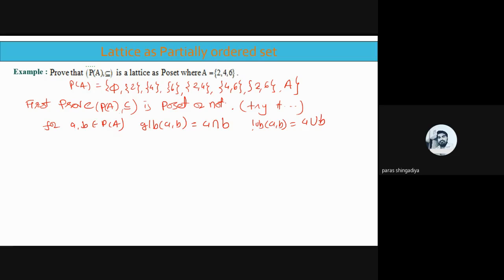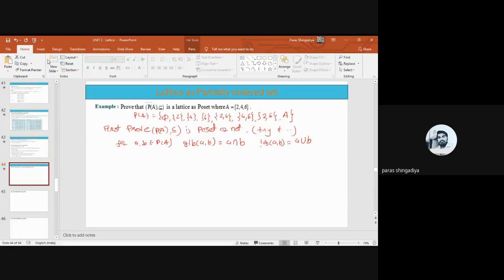ठीक है, मीन्स आपको दो सेट का इंटरसेक्शन लेना है to define the GLB of these two elements, and for LUB we'll derive the union, A union B. ठीक है, so let us check this answer. Can we define or not, meaning all this intersection and union we can define or not. Let us check it. First we'll prepare one table. So let us consider one table here.